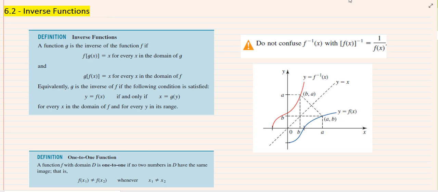Hello everyone. In section 6.2, we're going to talk about inverse functions. Now you are familiar with inverse functions, hopefully. Typically, inverse functions are taken up in a second algebra class, and they're also the subject of a pre-calculus course. So you have familiarity with this concept.